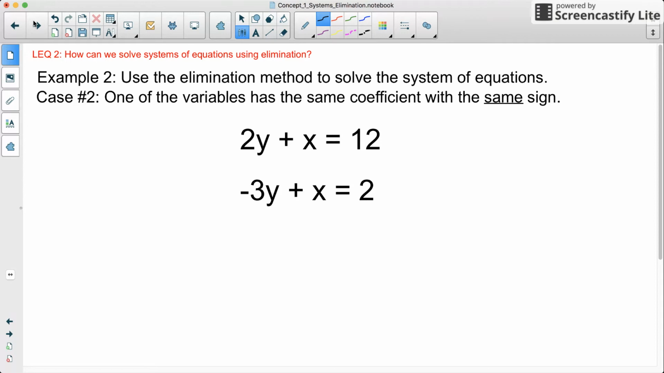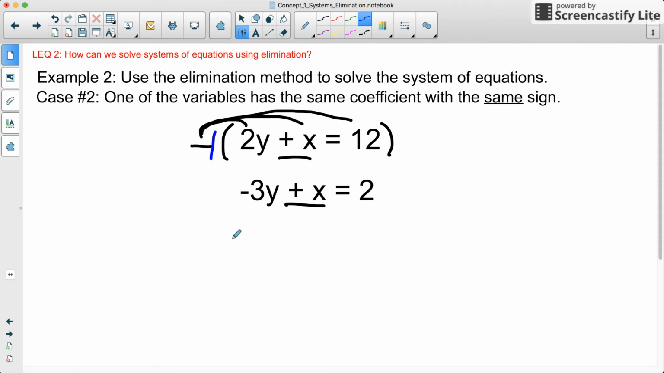So now we're going to go on to the second example. Use the elimination method to solve the system of equations. Case number 2. One of the variables has the same coefficient with the same sign. So here you see I have plus x and plus x. I need one of these to be a negative. So I'm simply going to multiply everything in the top equation by a negative sign. Remember that when I have a negative by itself, the coefficient there is an imaginary 1. So I'm really multiplying all of these by negative 1.